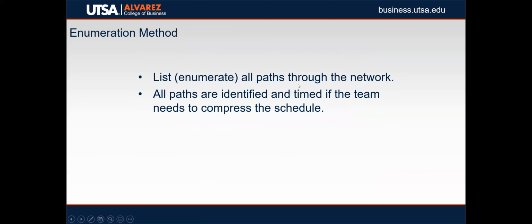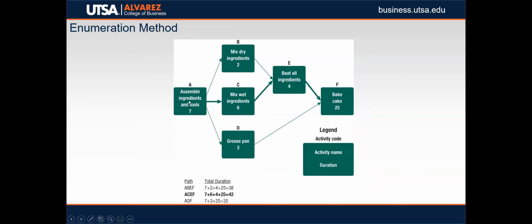So that's one way you can do it through the network, but there's also another one called enumeration. I'm going to show you how we can do the enumeration and identify the path quickly. The way you do that is you just follow the paths A, B, E, F, and you total up those numbers to the durations. 7, 2, 4, 25, that equals 38. A, C, E, F. You add those up, you get 42. And the last one is A, D, F. Add those up and you get 35.